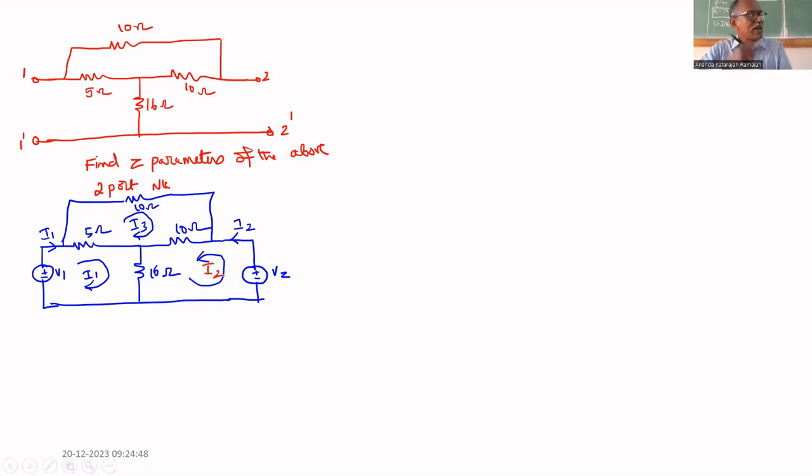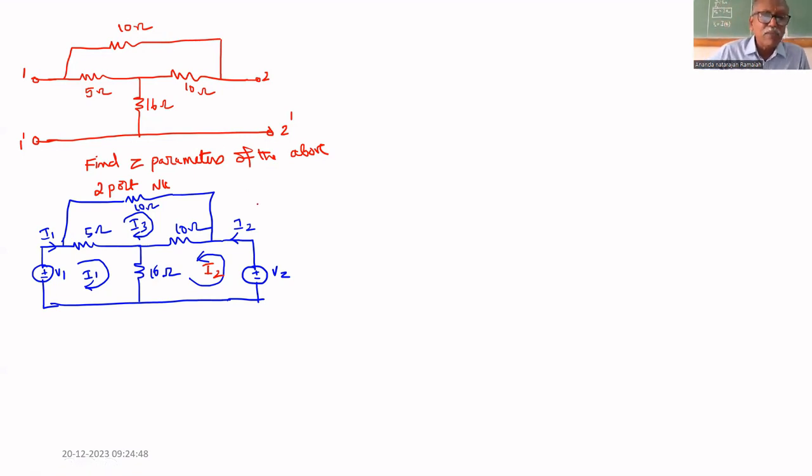Why did I put it in this direction? Normally, we always put clockwise. But we can put any direction, clockwise or anti-clockwise. It is up to us. Listen here, it is important. But while writing the equation, we have to consider whether both currents are in the same direction or the opposite direction.